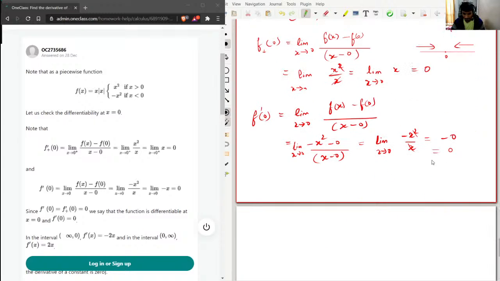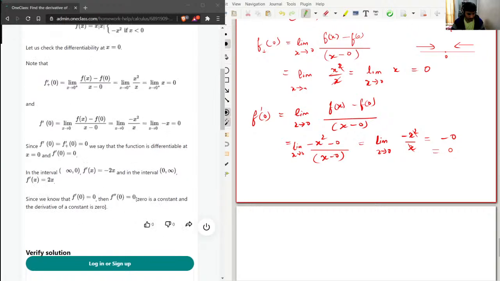So both the values are equal, and since f prime of 0 from left and f prime of 0 from right is equal to 0, we say that the function is differentiable at x equal to 0 and f prime of 0 is 0. In the interval minus infinity to 0, f prime of x is minus 2x, and in the interval of 0 to plus infinity, f prime of x is 2x.